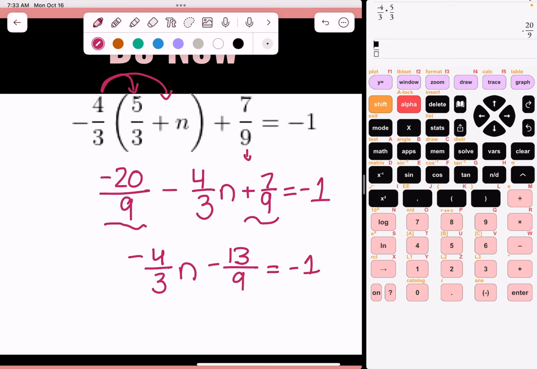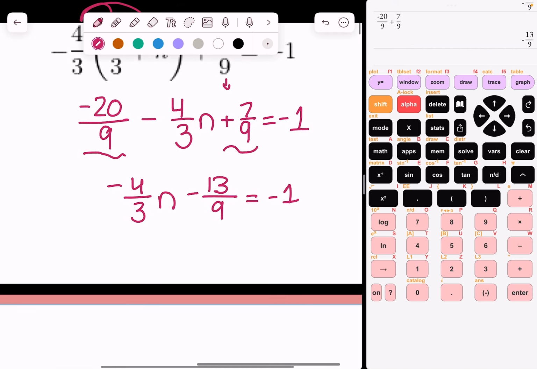You could also just type it in your calculator. You don't need to remember those rules for fractions. No worries. Just type it in the calculator, and we do get what I said. All right. Now, we are going to add 13 over 9 to both sides.